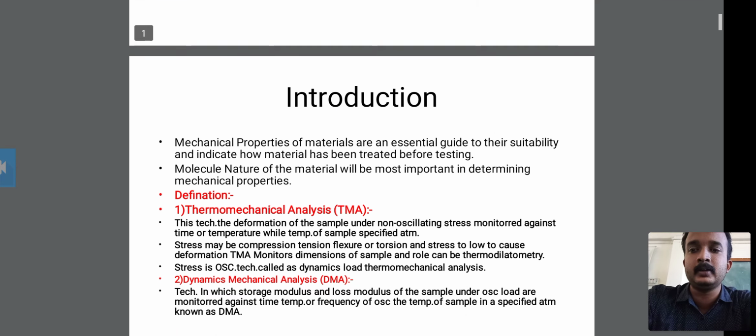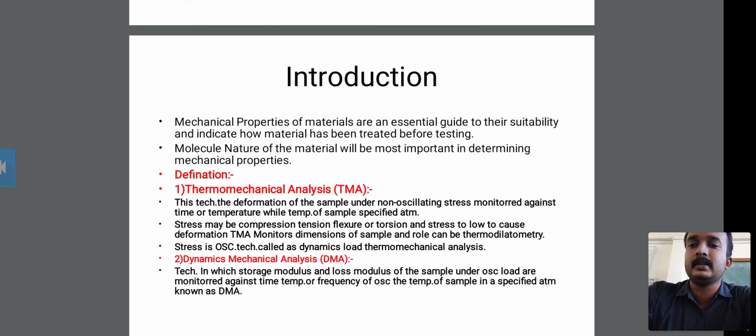Look at the introduction of these four topics. The mechanical properties of materials are an essential guide to their suitability and indicate how the material has been treated before testing. Different types of material have their own mechanical properties, and these properties show whether a material is suitable and how it has been treated before the testing.